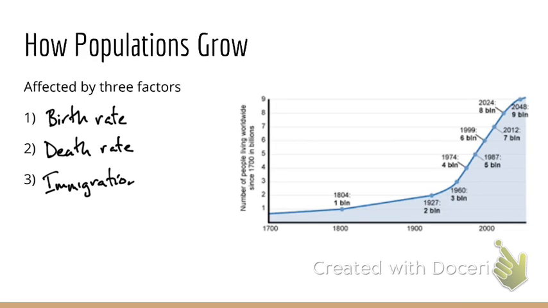and emigration. Immigration is the movement to a population, so that adds to the population, and then emigration is to move away from, so it decreases the size of the population.